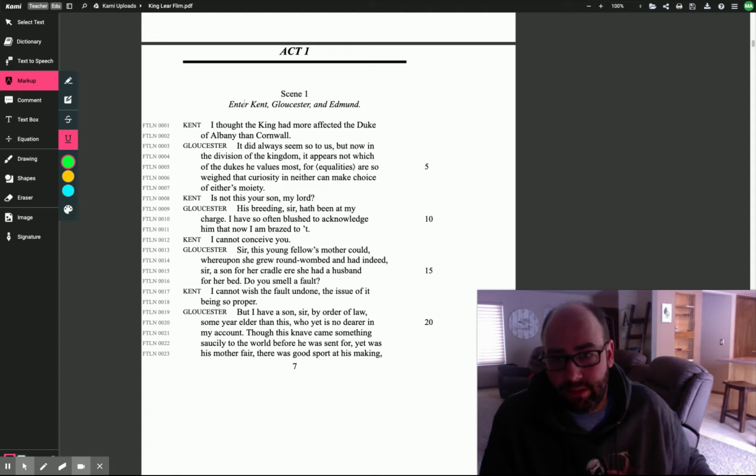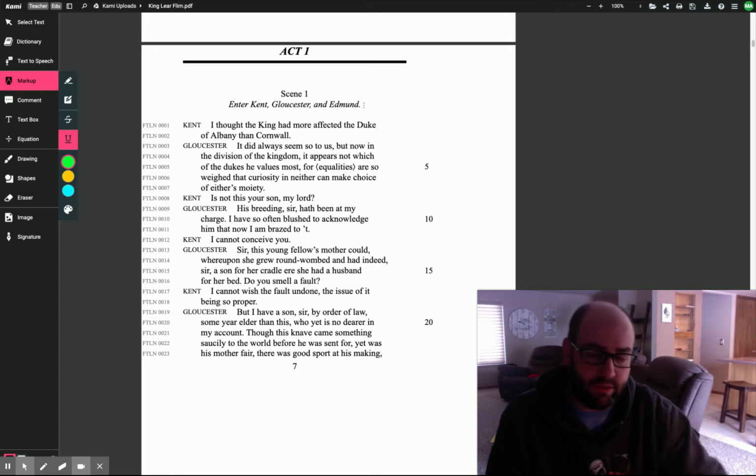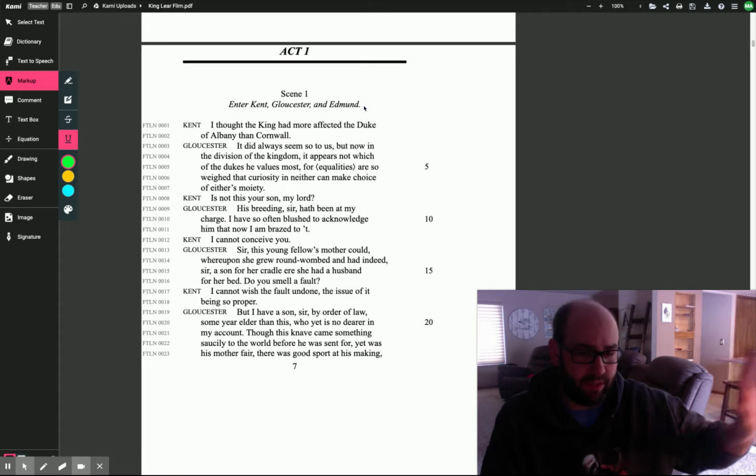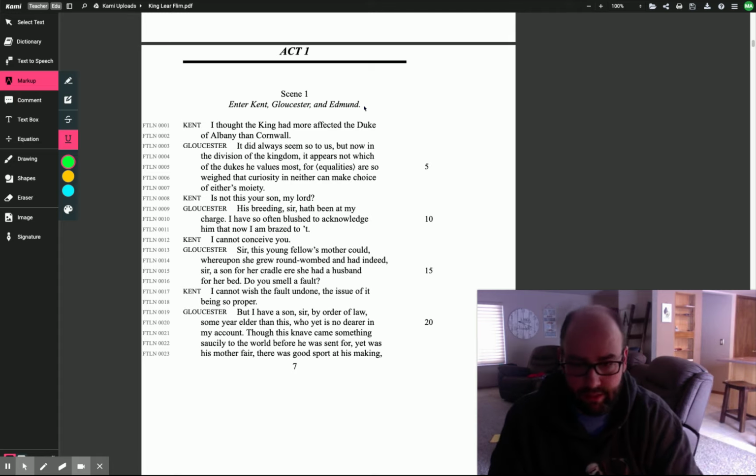So this is Act 1, Scene 1. We have Kent, Gloucester, and Edmund all enter. Remember, Edmund is the bastard son of Gloucester. Because he is lower in stature, usually when I've seen plays, he's off to the side, and he can't necessarily be next to these people that are of higher status than him. So this play starts in medias res, right at the beginning, and you're just thrown into the middle of a conversation. You have no idea what's going on.